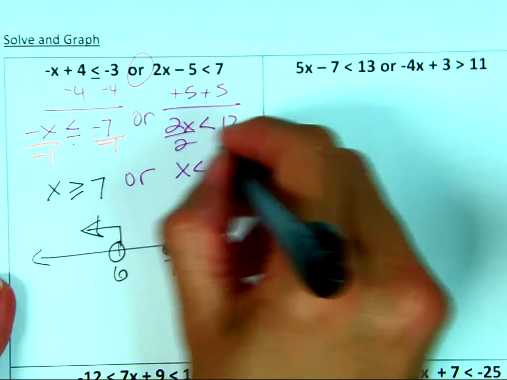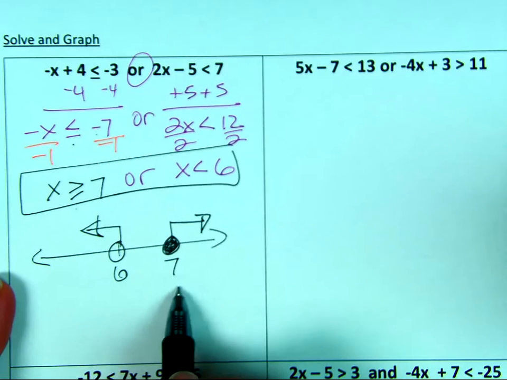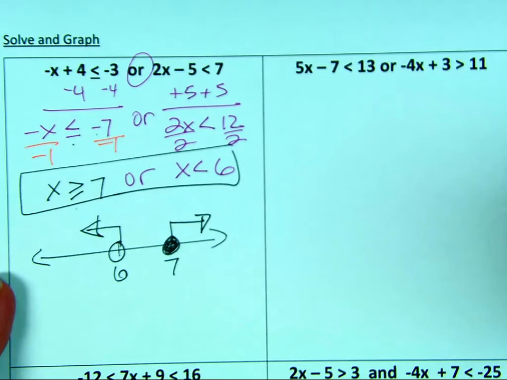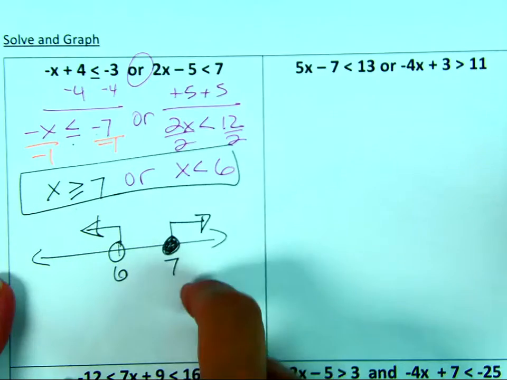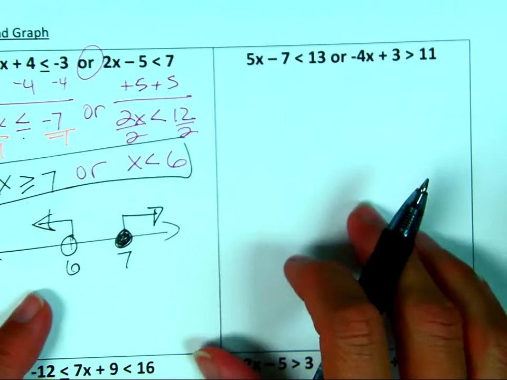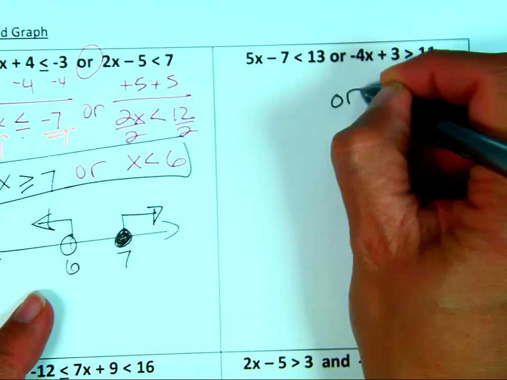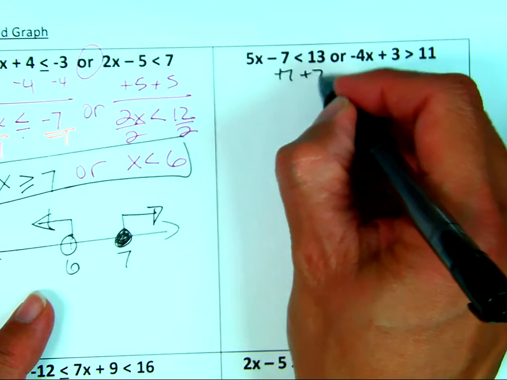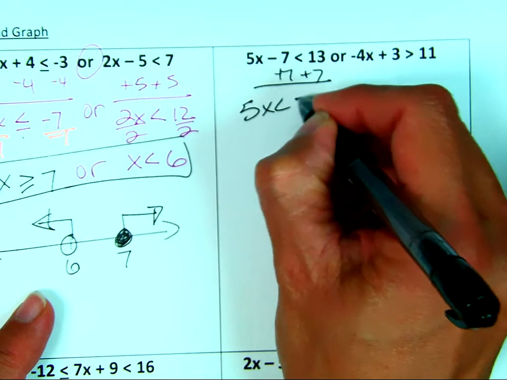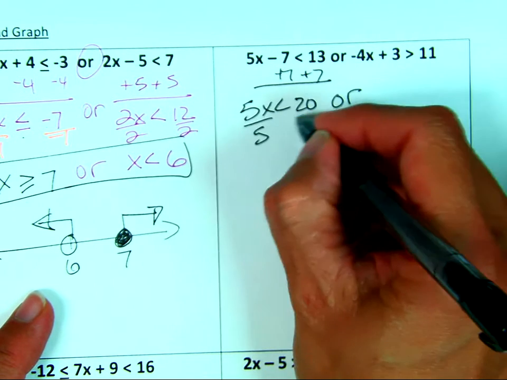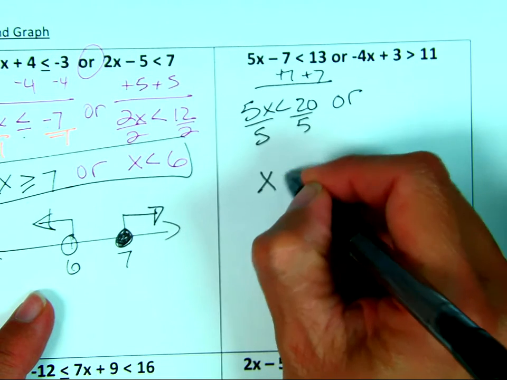So this is the solution. This is the graph. Both of those things are needed if it says solve and graph. Solution and graph. Okay, on to this one. Again, it's an or. So we're going to add 7 to both sides. We get 5x is less than 20. We're going to divide both sides by 5. So x is less than 4.